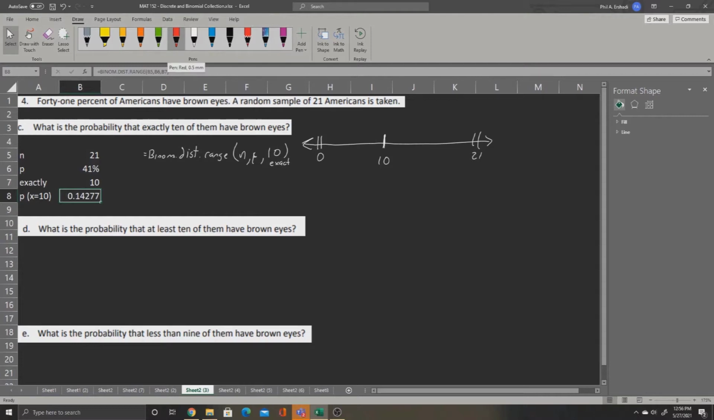Problem D has a slight difference from problem C. It asks the probability that at least 10 have brown eyes. That's a completely different problem, and let's make another drawing to go with it. Once again, the lowest we can go is 0, and the highest we can go is 21. But at least means greater or equal.